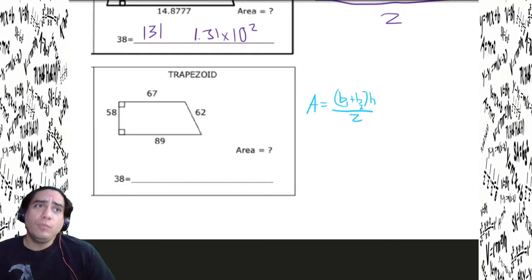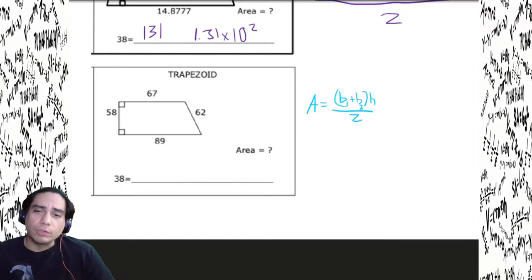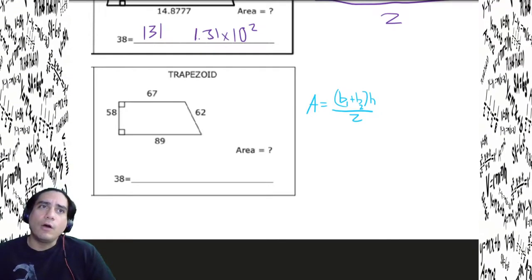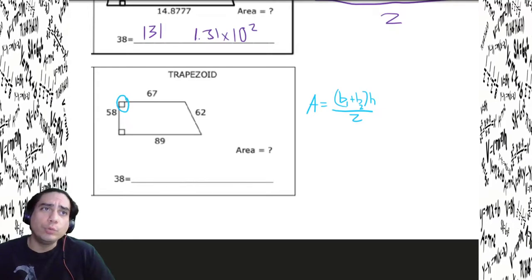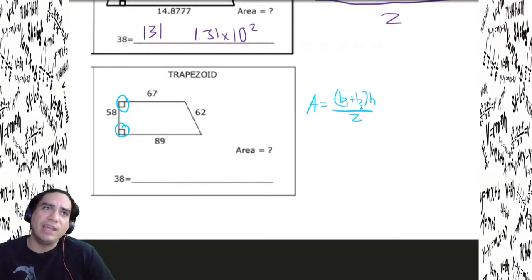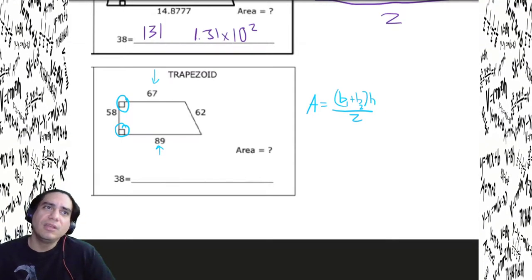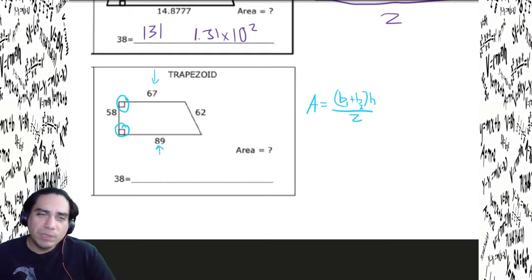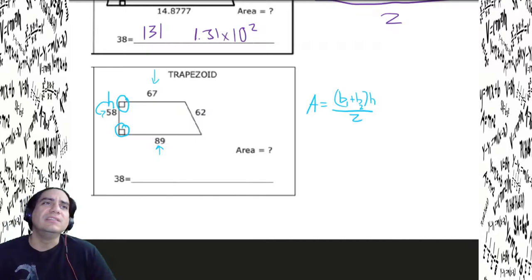Now, you may see four different numbers here. In that other problem we just did, there were only three numbers, but here we have all four of the sides. You've got to be able to identify the height, and that's why I told you we always look for the right angles. Of course, the parallel sides show us the bases. But some people might pick 62 for the height, and those people would be completely wrong, because the height of this problem is 58.